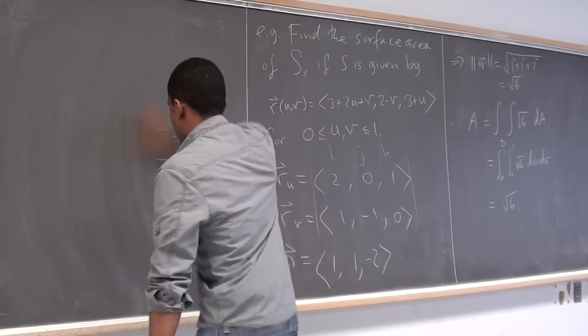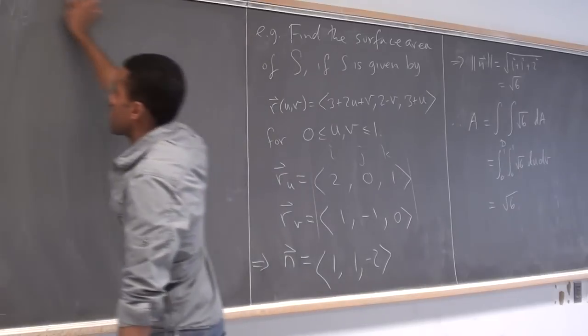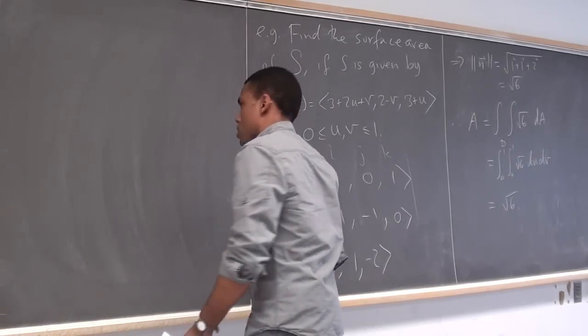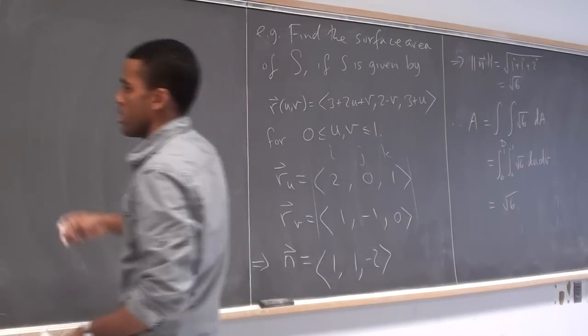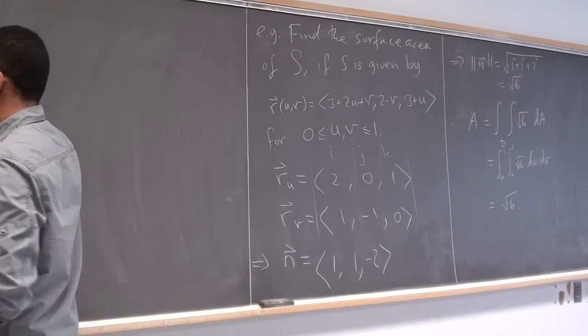Isn't that 4 over 3 pi r cubed? Something like that, I think so. Let's figure it out here. So let's do it the long way.